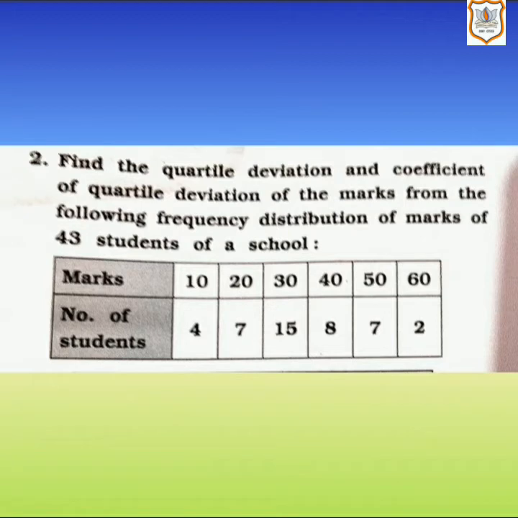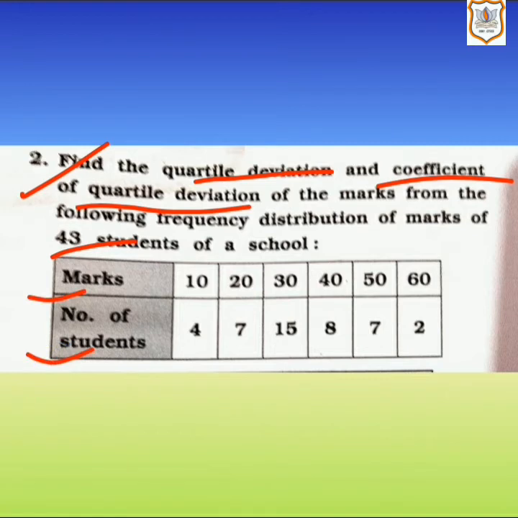Let's read sum number 2. Find the quartile deviation and coefficient of quartile deviation of the marks from the following frequency distribution of marks of 43 students of a school. Here, in a table form, marks and number of students is given. Here we can see it's a discrete data sum. So let's solve the sum and be more clear.